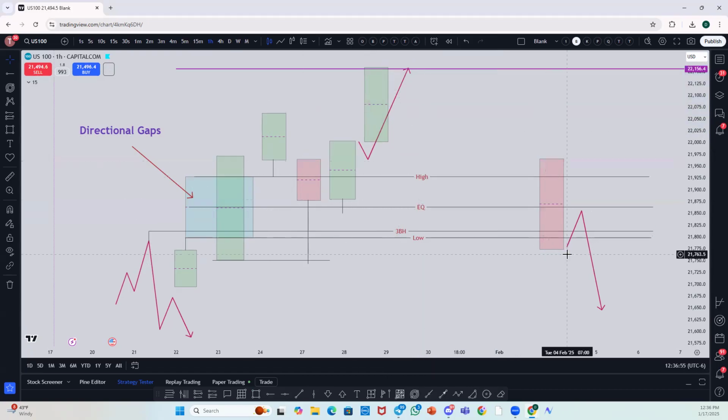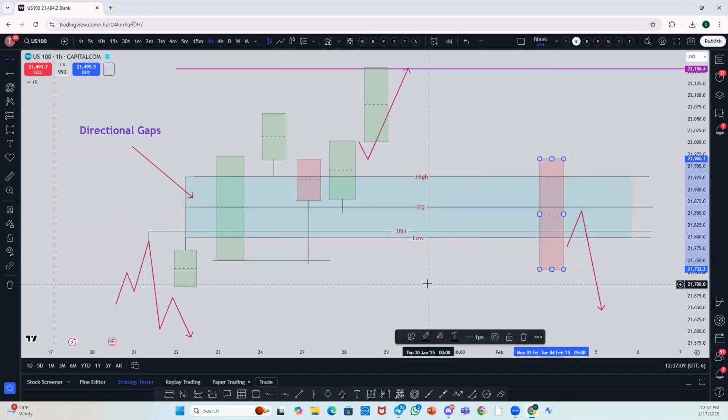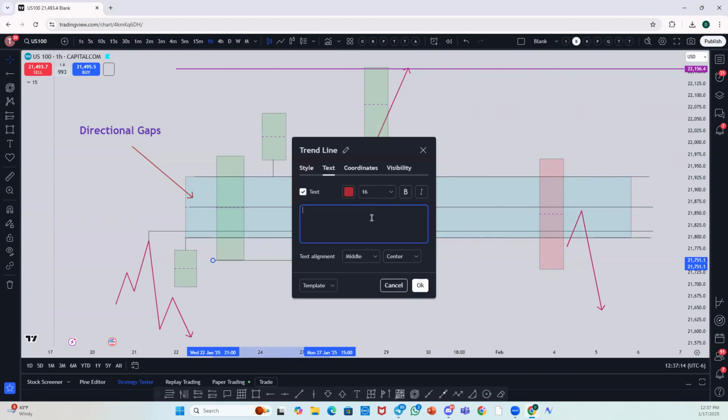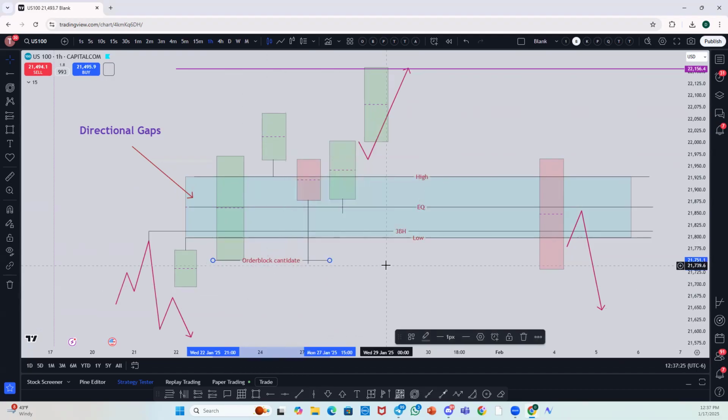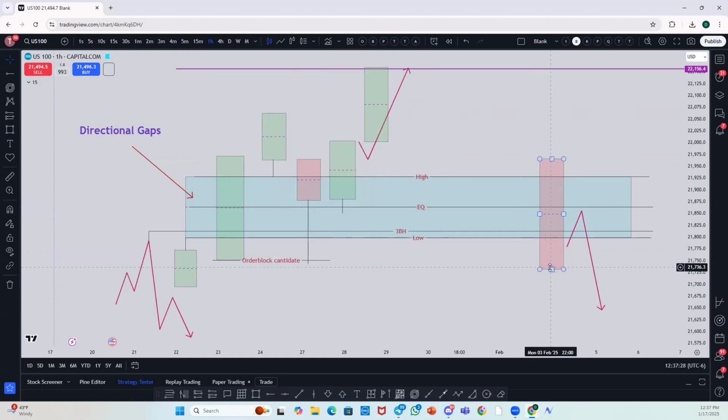If we close below with a down candle and we close in our gap, then the market structure has shifted. If we close below our order block candidate, which I'll put in there for you, we close below that as well. Now we've closed below our directional gap, signifying a market structure shift. We've closed below our order block.